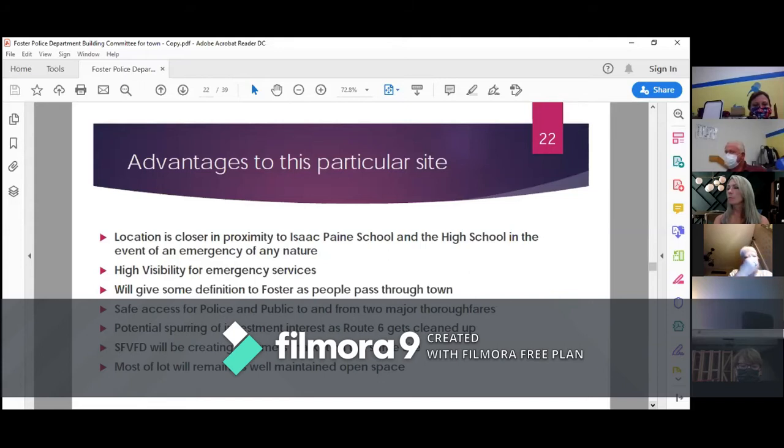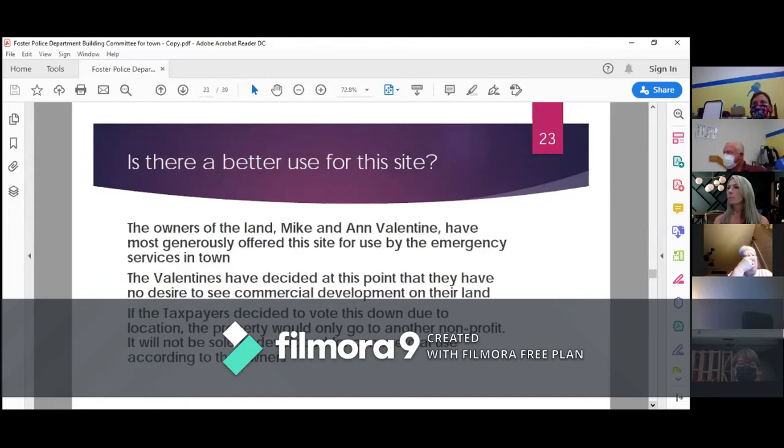And then most of the lot will remain as basically a well-maintained open space, which will be much more pleasant as you drive through town to see that maintained rather than really overgrown, as it is now. Hey, is there a better use for this site?